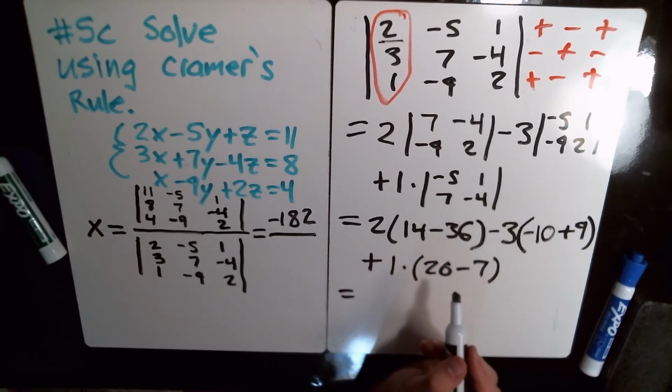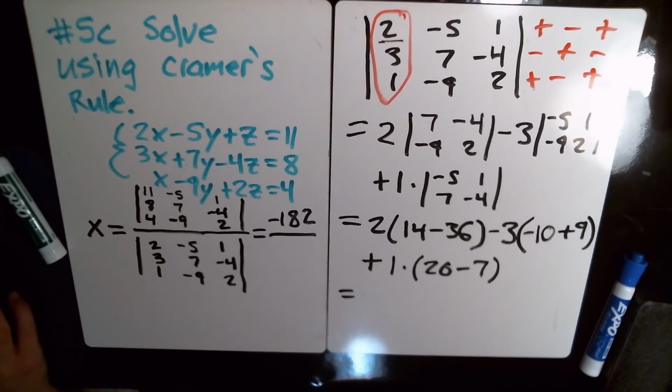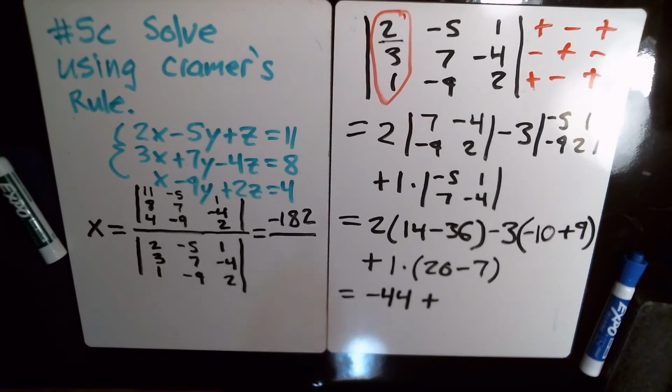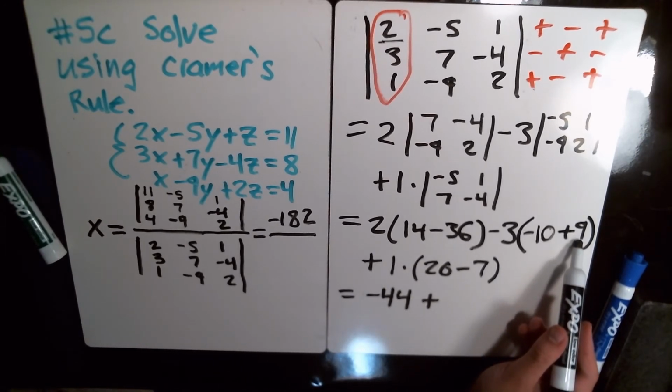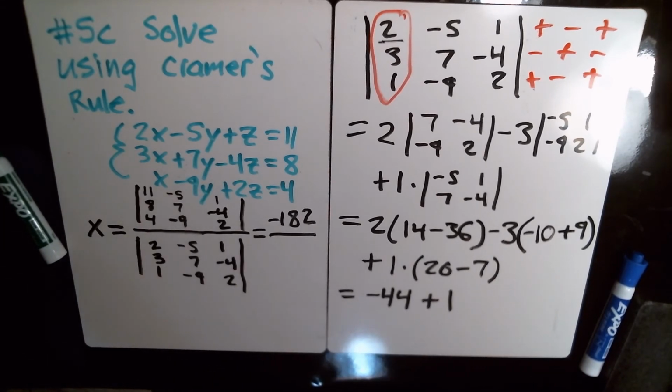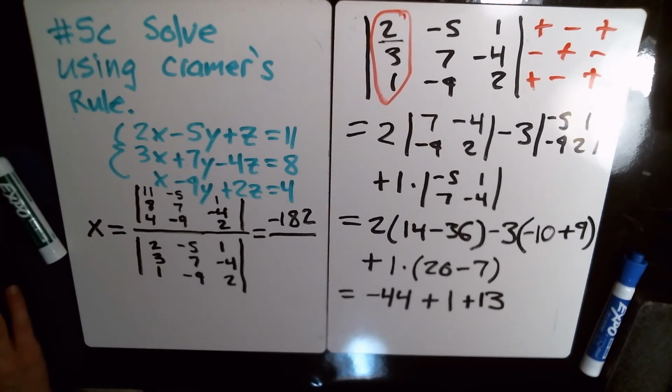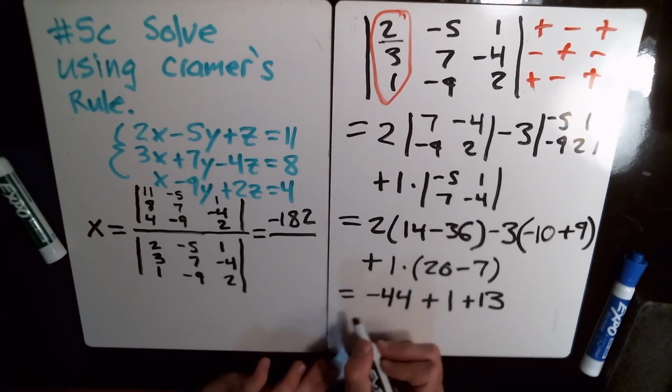So 14 minus 36 times 2. So we've got -44 on that first term. Then we got -1 times the -3 is +1. And then 13 times 1, so plus 13. So -44 plus 1 plus 13 is -30.